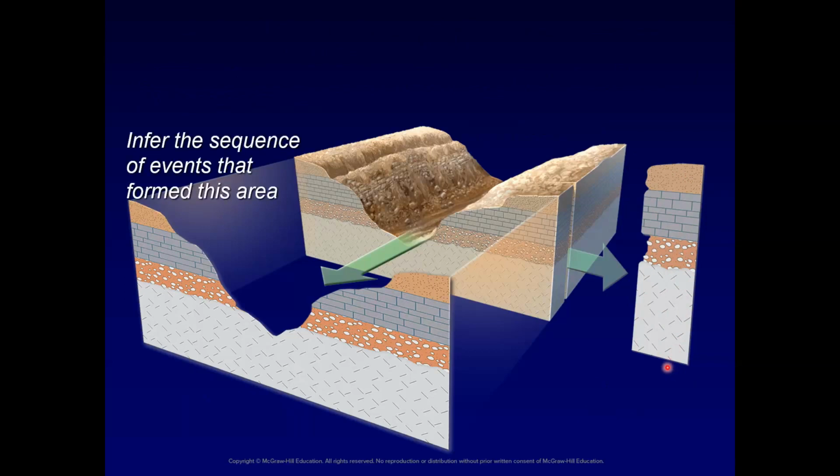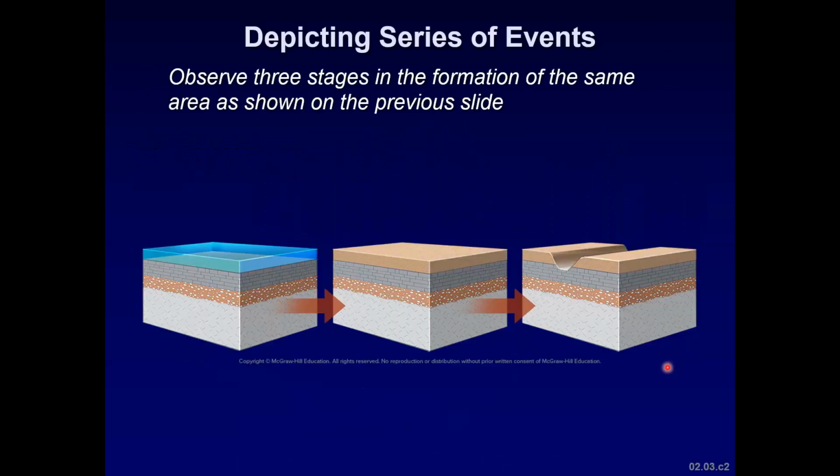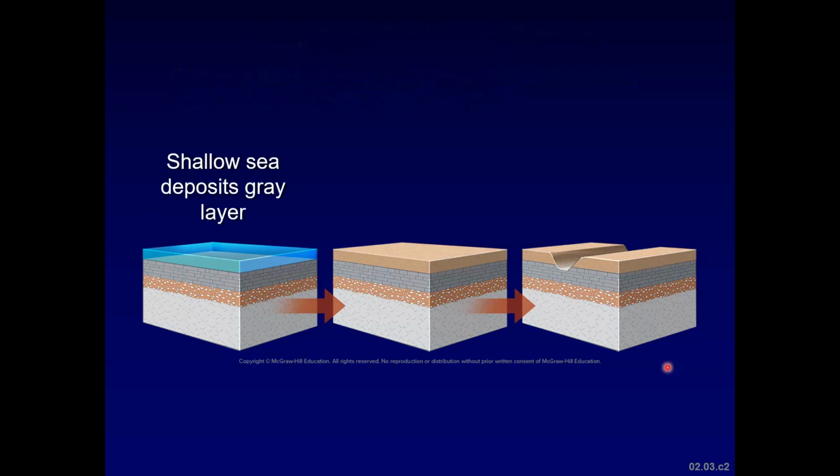We can look at this and infer the sequence of events that formed this specific area. And we'll use these block diagrams to do that very thing. So there's 3 stages in the formation of this same area as the previous slide. The first stage is a shallow sea covered in area.